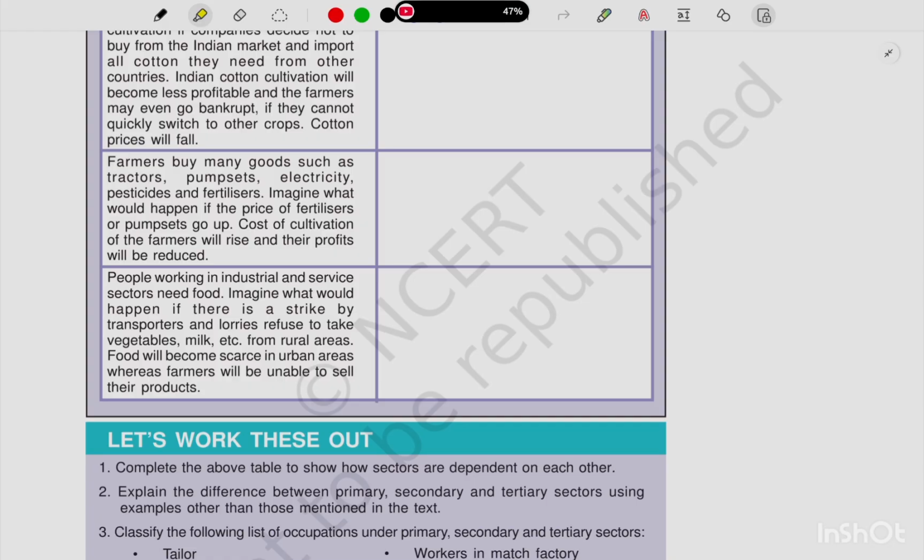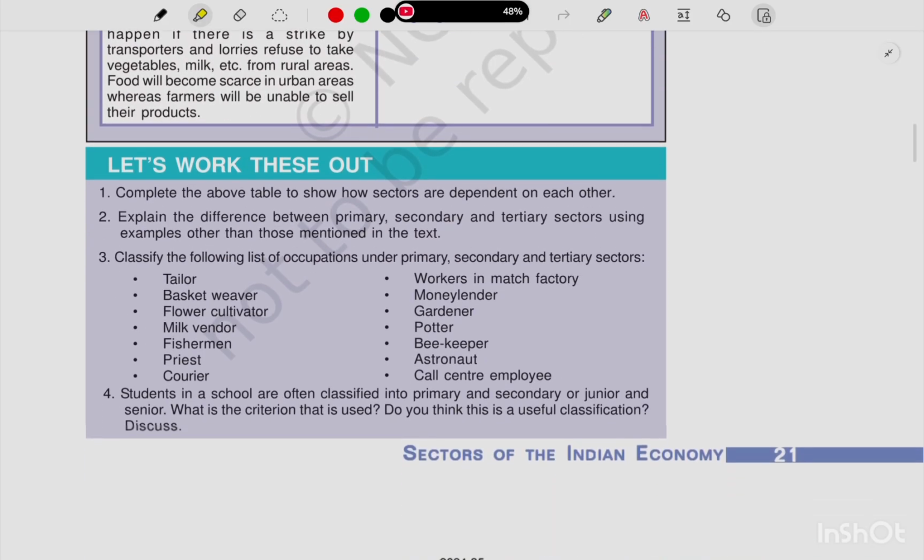People working in industrial and service sectors need food. Imagine what would happen if there is a strike by transporters and lorries, and they refuse to take vegetables, milk, etc. from rural areas. Food will become scarce in urban areas, whereas farmers will be unable to sell their products. This shows how all the three sectors are dependent on some forms of the tertiary sector.